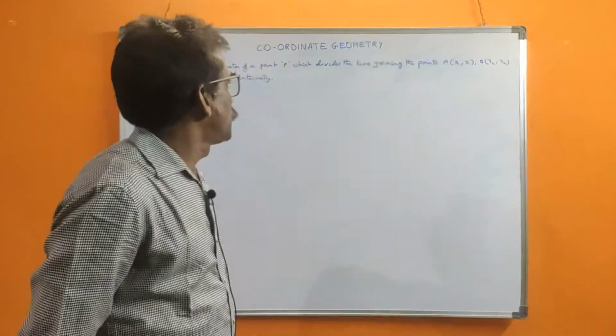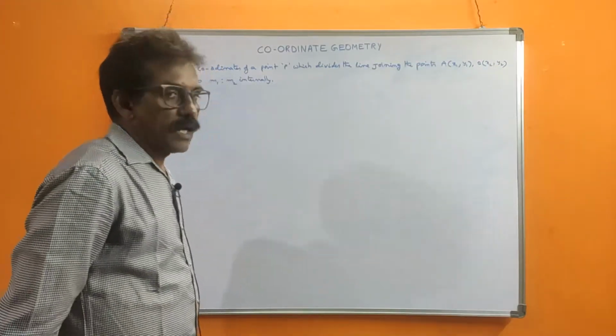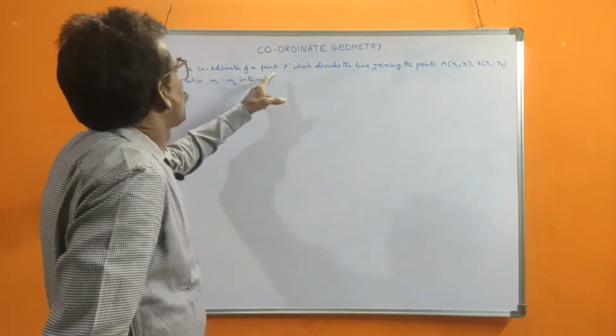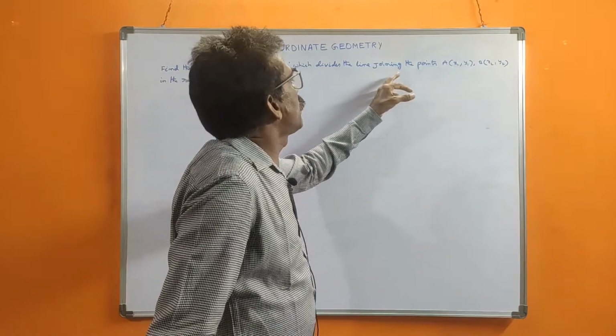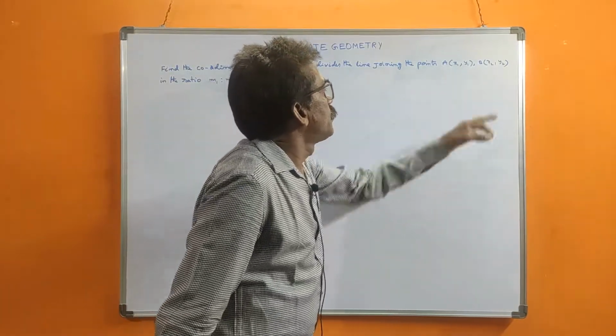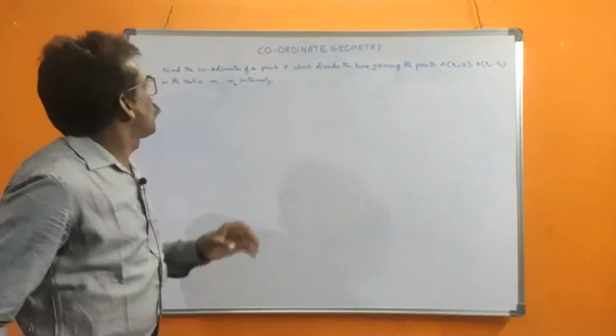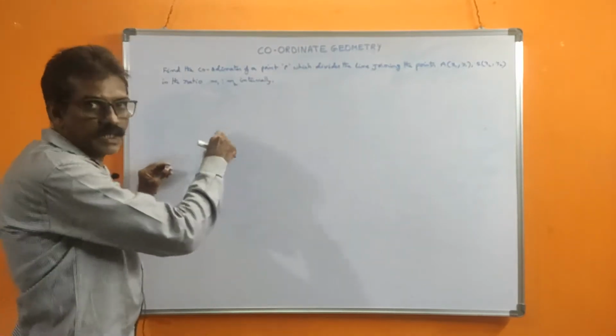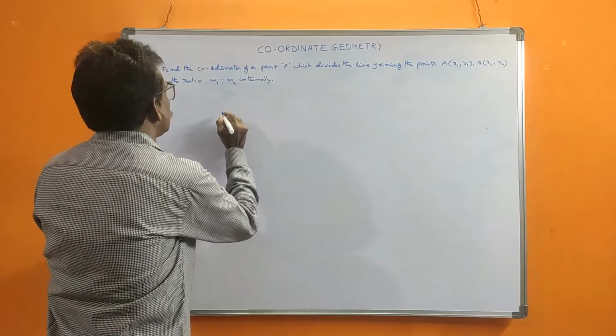Okay, in this video I want to explain another derivation. Find the coordinates of a point P which divides the line joining the points A (x1, y1) and B (x2, y2) in the ratio m1 is to m2 internally. I will explain what that means.